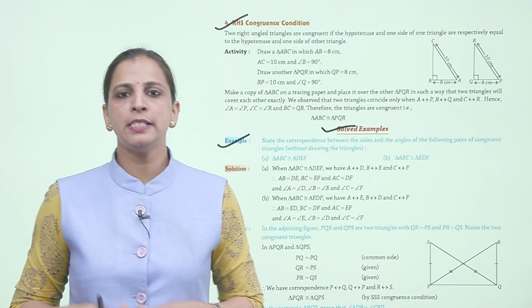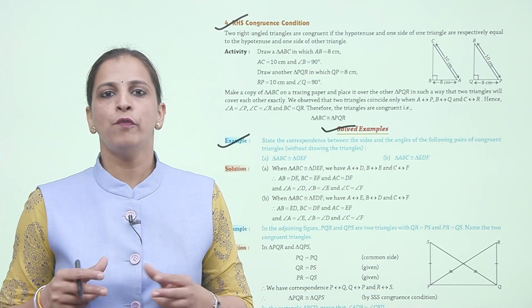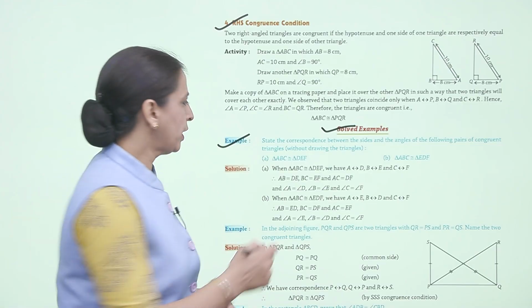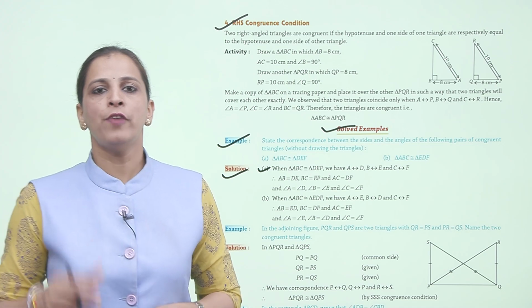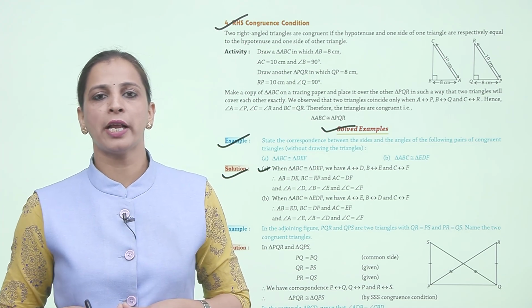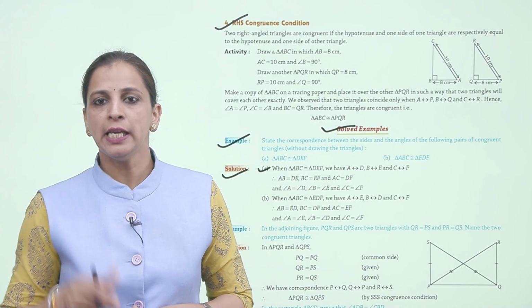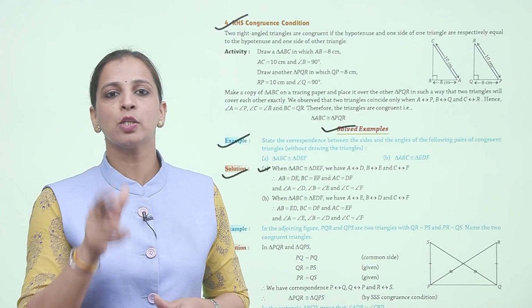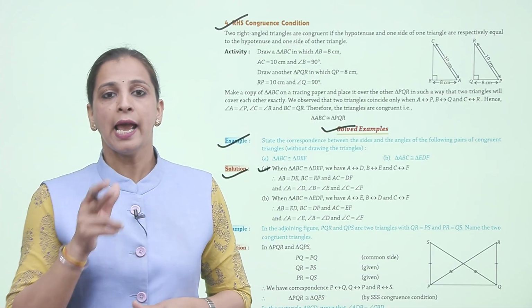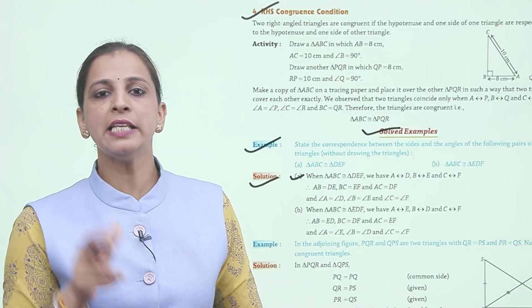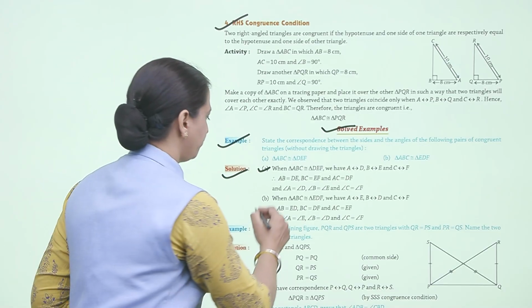State the correspondence between the sides and the angles of the following pair of congruent triangles without drawing the triangles. Solution करते हैं. A part, triangle ABC is congruent to triangle DEF. When triangle ABC is congruent to triangle DEF, we have A over D, B over E and C over F. And AB is equal to DE, BC is equal to EF and AC is equal to DF. And angle A is equal to angle D, angle B is equal to angle E and angle C is equal to angle F.